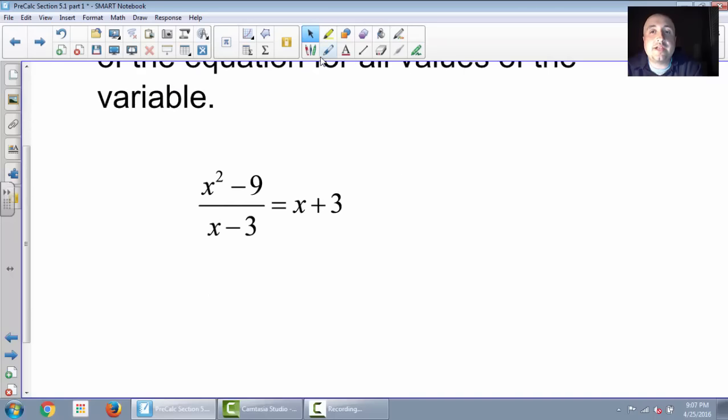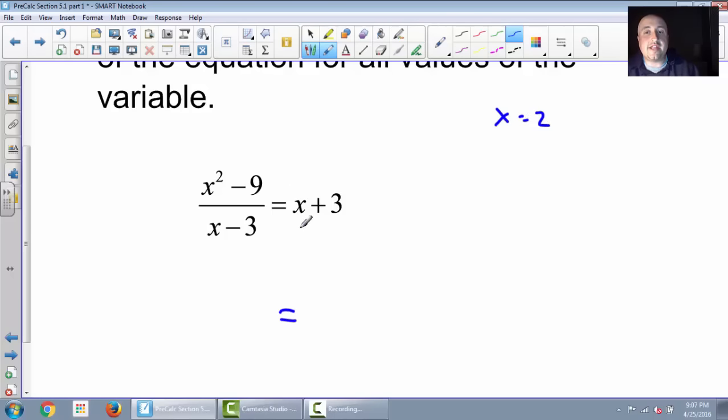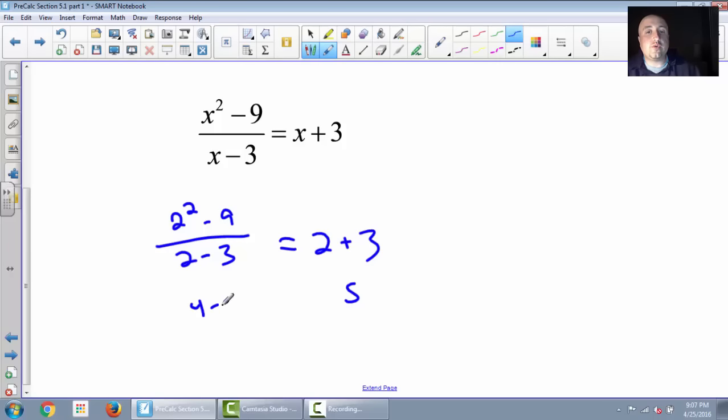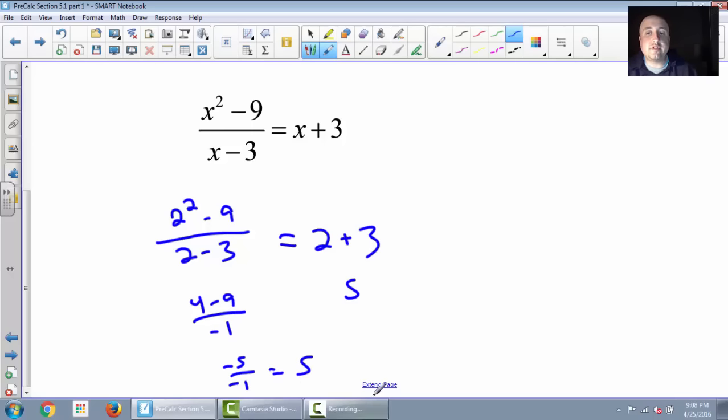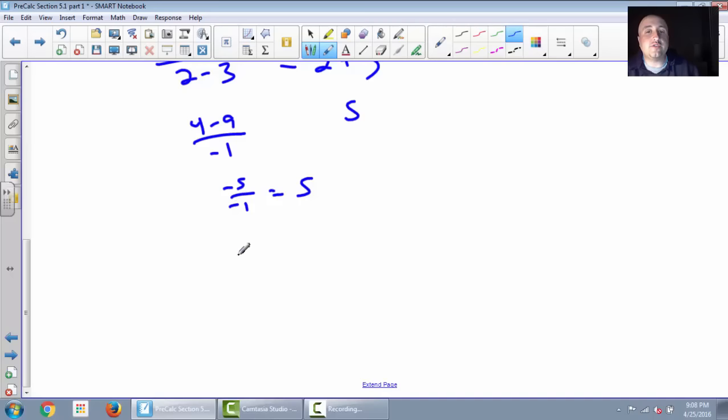So here is a possible example. We're going to figure out if this is an identity. It doesn't matter what number we plug in here. Let's just plug in 2. This whole thing should work. So the right-hand side, 2 plus 3, should equal 5. So the left should also equal 5. So 2 squared minus 9 over 2 minus 3. That's 4 minus 9 over 2 minus 3, which is negative 1. So I get 4 minus 9 is negative 5 over negative 1. Does that equal 5? Hopefully you see that negative 5 over negative 1 is 5.